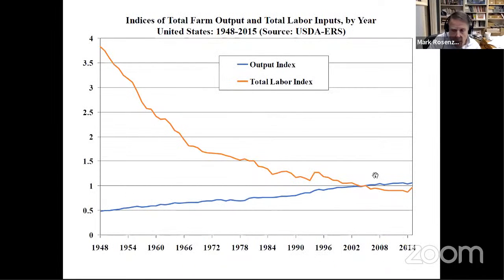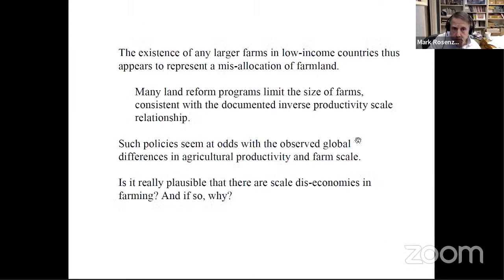Okay, and as I said, output has steadily increased. The real change has been the amount of labor that's used in farming. So there's a lot of savings of the resource costs to produce the output of farms in the US. Okay, so given the inverse relationship that we observe in low-income countries, it would appear that larger farms in low-income countries would be a misallocation. We actually want smaller farms.